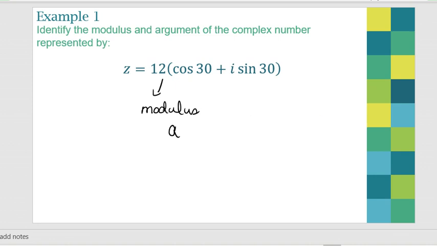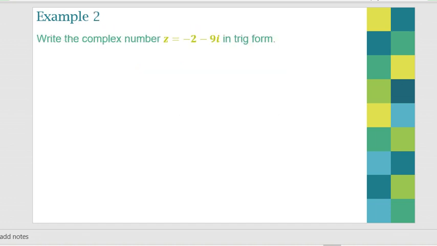And the argument is 30 because it's the degrees. The argument is 30 degrees, okay? Now, write the complex number in trig form. So you've got to think about where this guy's located. So first period, listen up to this.